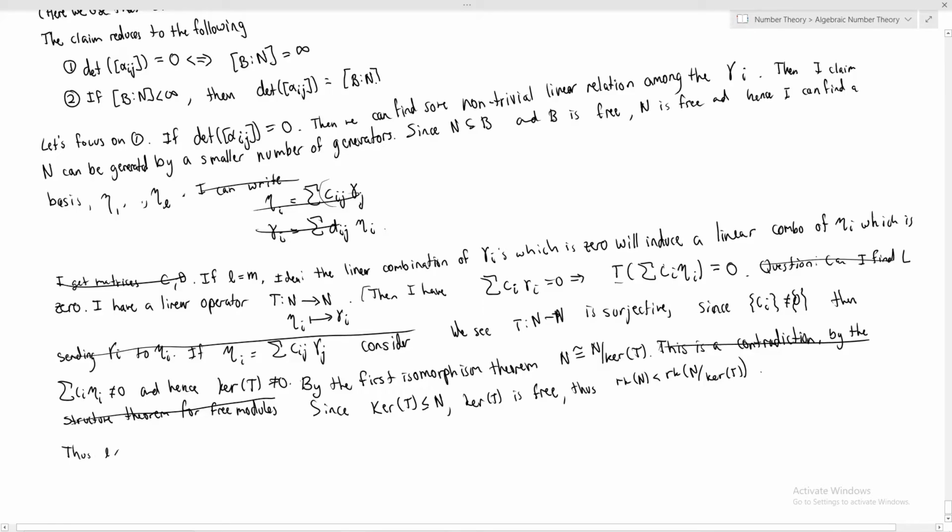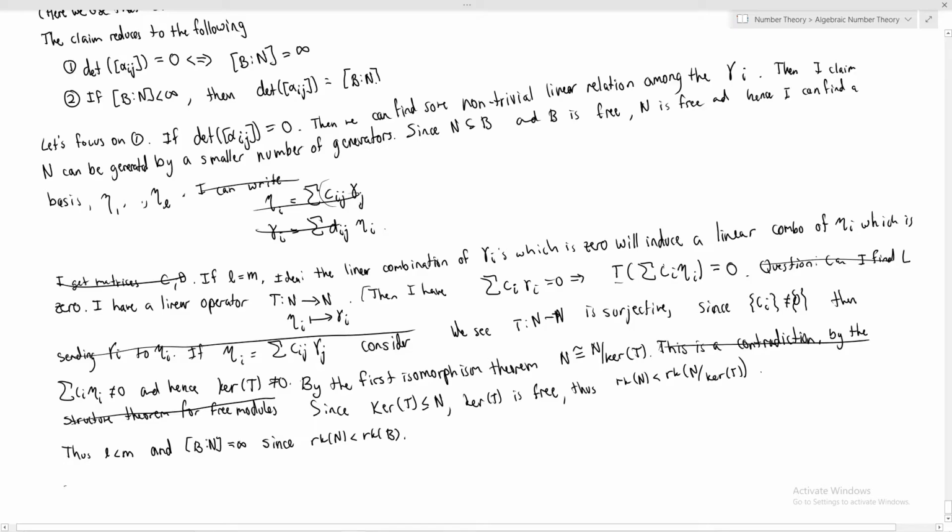So what do we show? Thus, L is less than M, and basically the index of N in B has to be infinite, since the rank of N is strictly less than the rank of B. Okay. So this is basically one direction of number one.